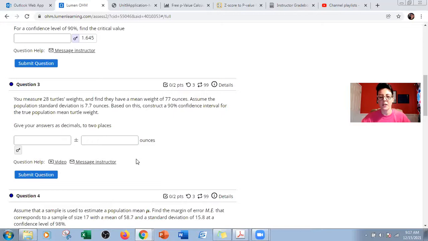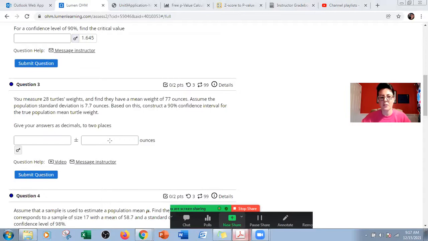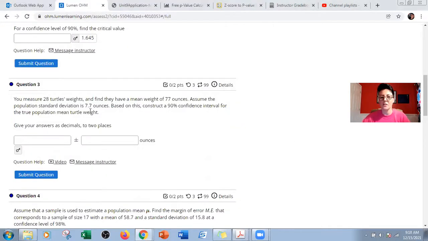So essentially, if we look back at our Unit 8 notes, we're looking at creating this interval where x bar minus the error is less than the population mean, which is less than x bar plus the error. So in Lumen, it wants us to write down essentially the sample mean, and then plus or minus whatever the error is. That's our responsibility. We have to figure out what the error is. So let me stop my screen share just so that I can go over to my notes.